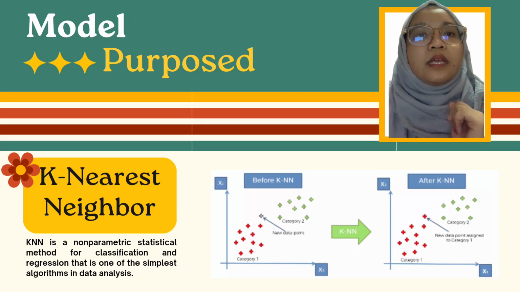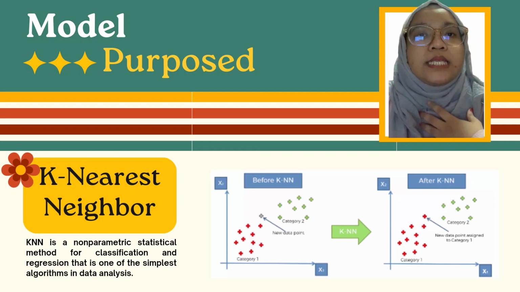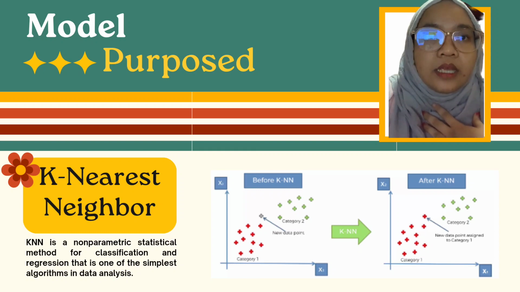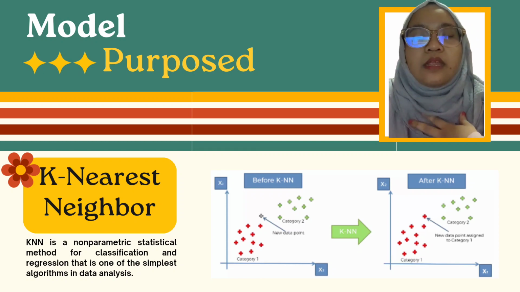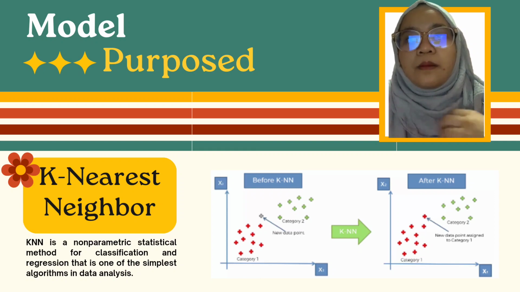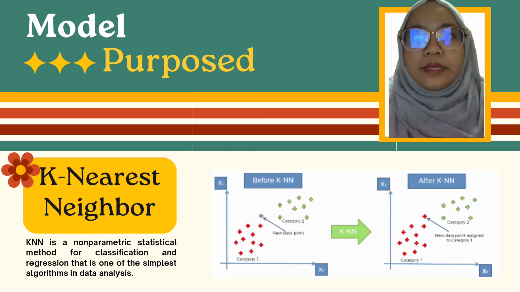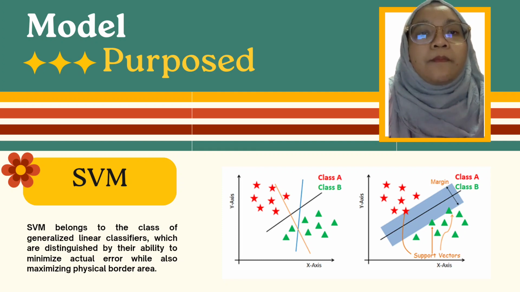K-nearest neighbor. KNN is a non-parametric statistical method for classification and regression that is one of the simplest algorithms in data analysis. We can see before KNN, the new data point, and after KNN, the new data point is assigned to category 1. And for the next model, SVM.